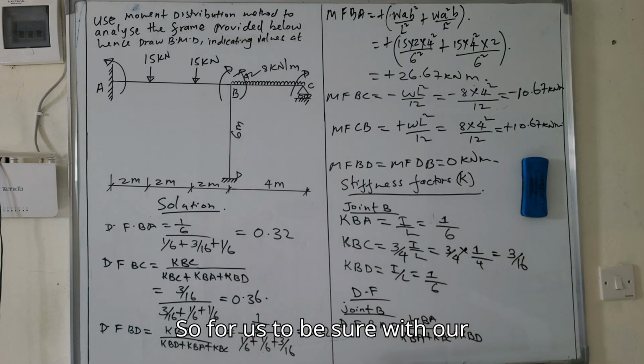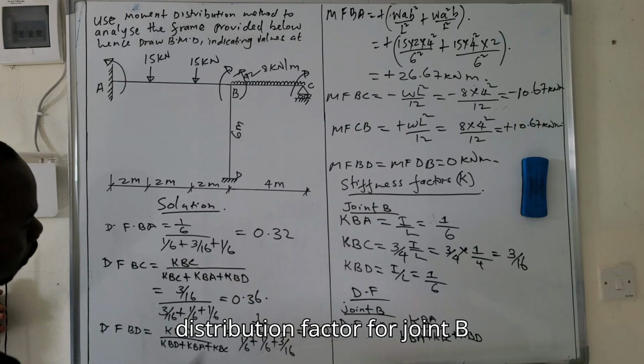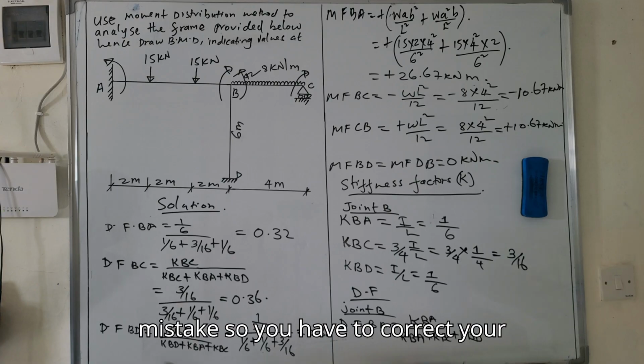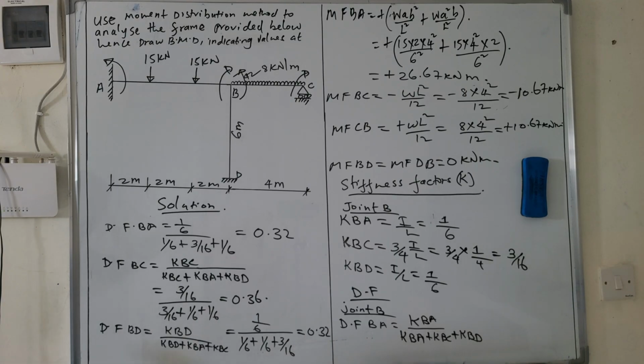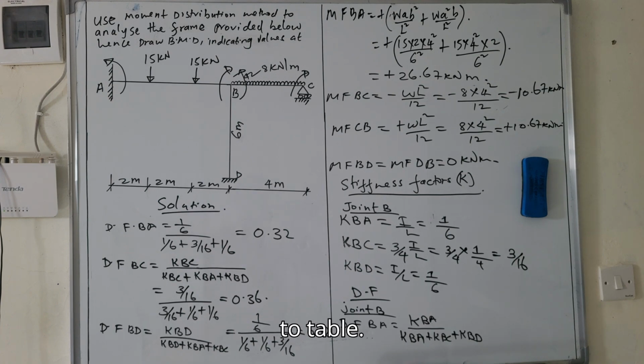So for us to be sure with our distribution factors, we will add all these distribution factors for joint B. It should add up to 1. If not 1, then you have made a mistake, so you have to correct your mistake. So let's see: 0.32 plus 0.36 plus 0.32 is 1. So our distribution factors are correct. We proceed to the table.